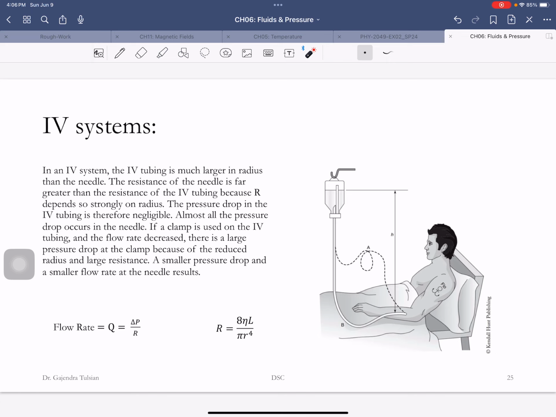All right, so if you have an IV system, there's the flow rate again, and there's the pressure difference dependent on the height. And if you want to decrease the flow rate, what you can do is increase the resistance. And as you saw, you can increase the resistance by decreasing the radius of the tube. So if you put a clamp, you increase the resistance quite a bit. Okay, so adding a clamp will decrease the flow rate.